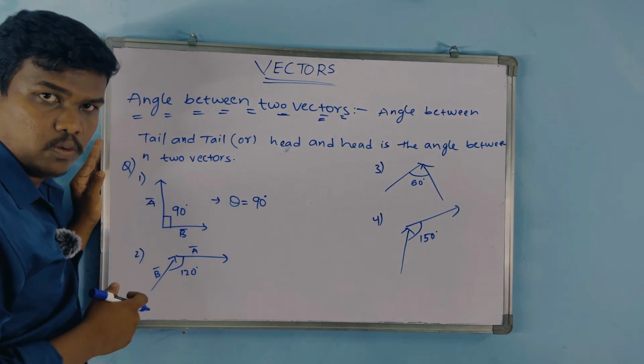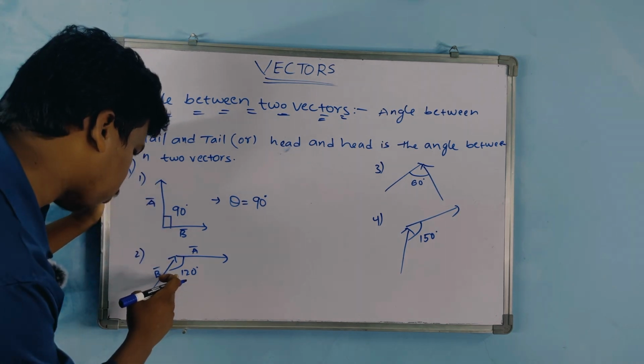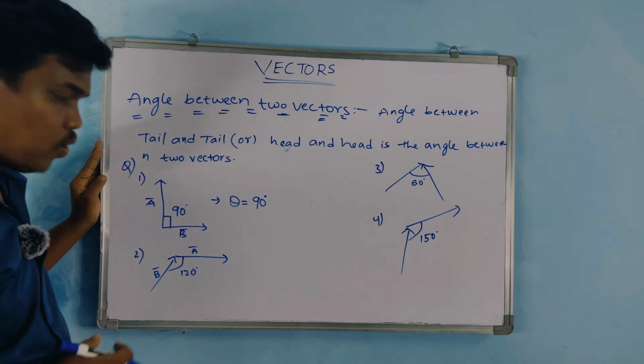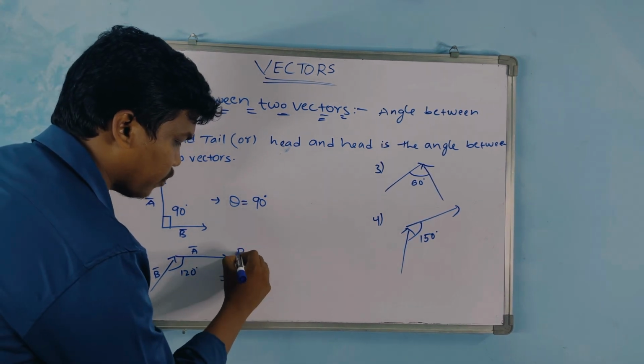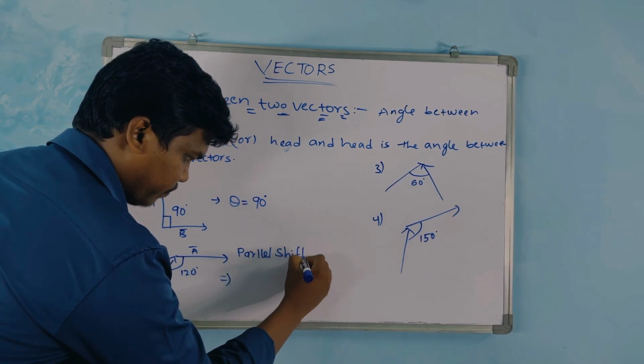If you see this, you will think that the angle between these two vectors is 120, but that is a wrong answer. What you have to do here? We have to do a parallel shift.